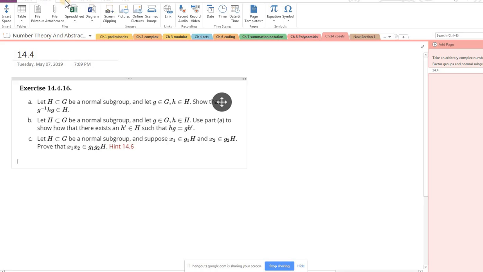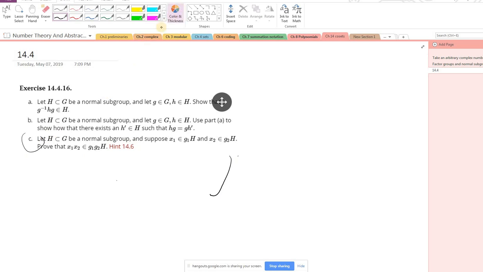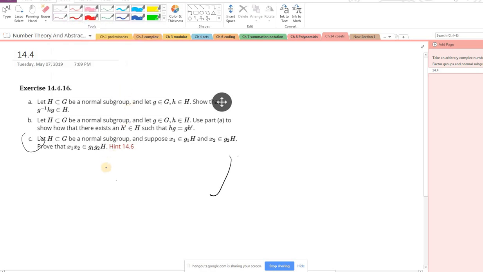Okay, 14.4.16c. All right, so we're looking at C. Where's my mouse? There it is. Oh, this is going to be difficult. All right, so here's C. I think what I'll do is I'll make this bigger. How about that? And make it blue. This should be more visible.